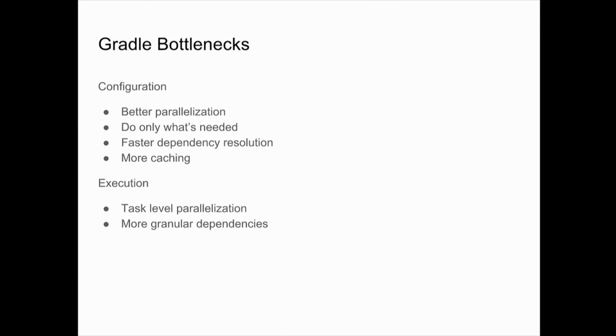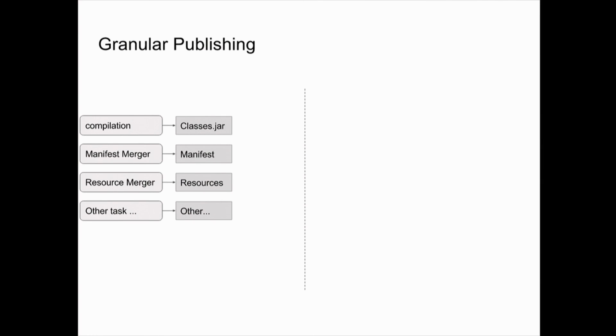And then task-level parallelization is really something that we want to do, but before we can really do that or benefit from it in the Gradle plugin, we want more granular dependency. So let me give you an example of that. Let's say on the left you have a library. We're going to create an AAR. So first we need to create the content of the AAR. There's a new classes.jar, that's the code, the manifest, the resources, and it's coming from some task.